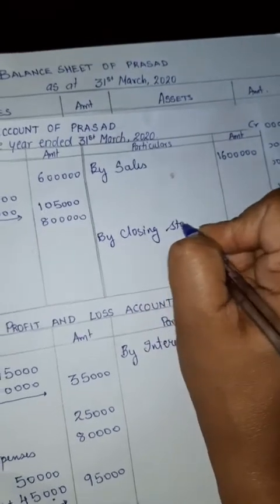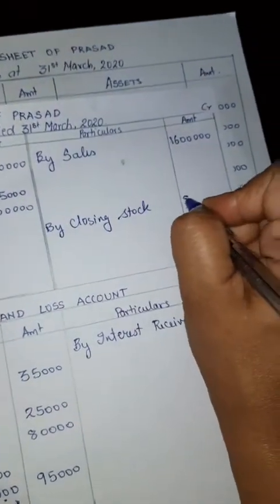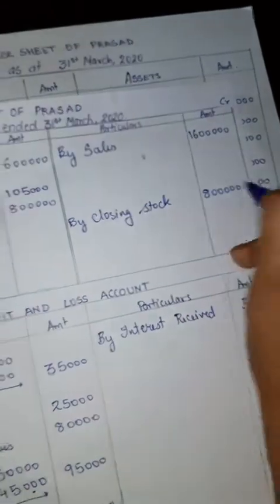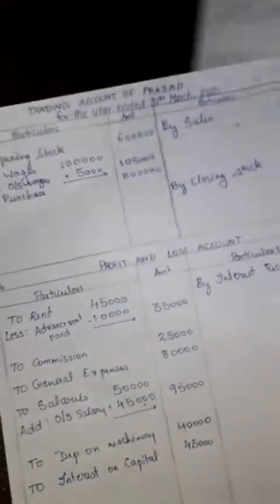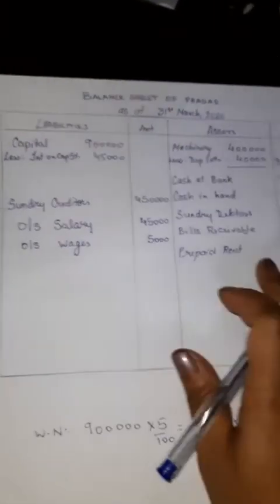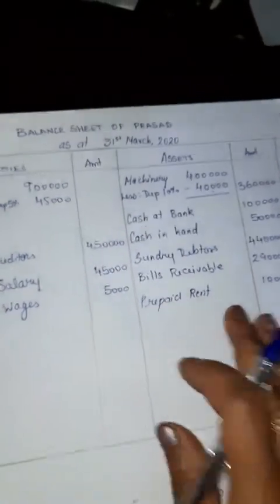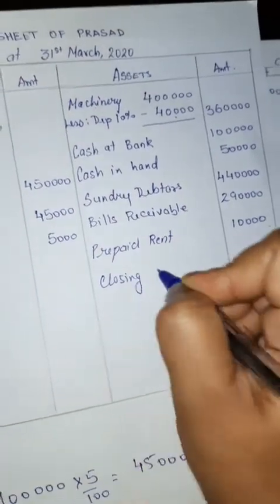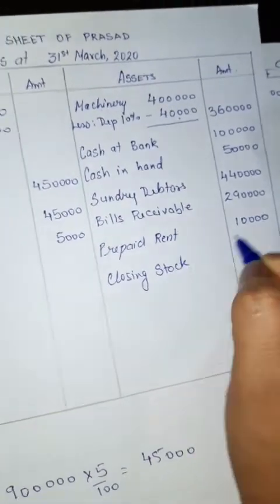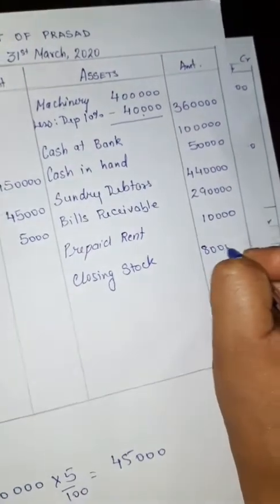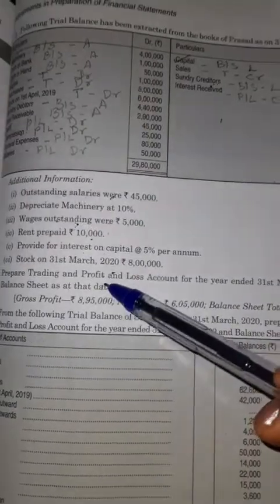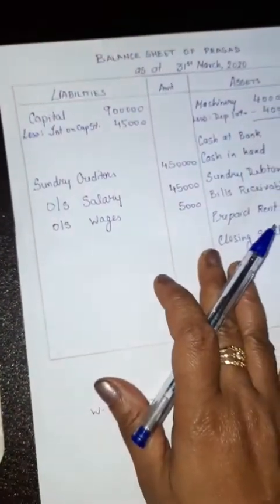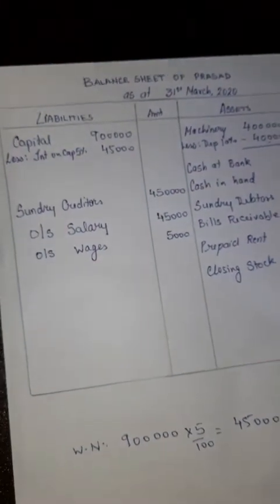Closing stock, given amount is 8 lakhs. And where are we supposed to show the second effect of closing stock? Balance sheet asset side. So closing stock, 8 lakh. Now all the items of adjustments have been posted. The double effect of each adjustment has been shown in respective final accounts.